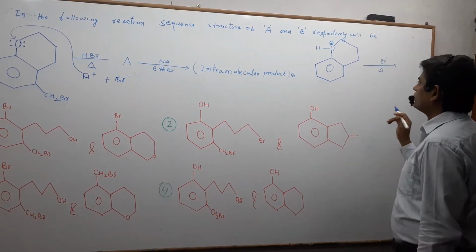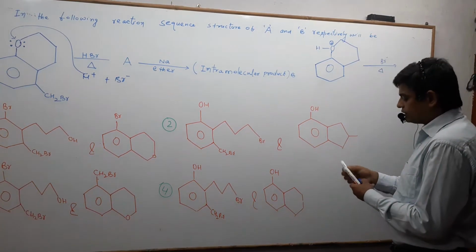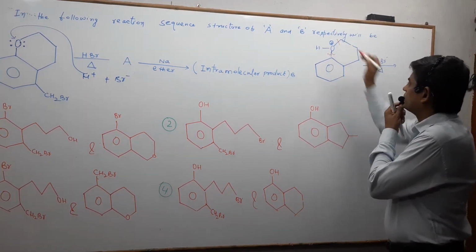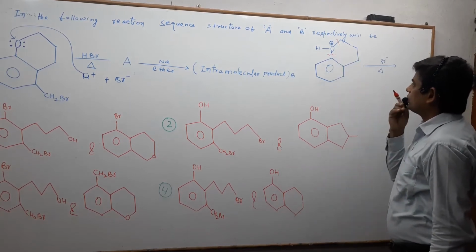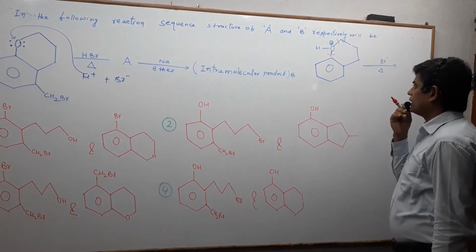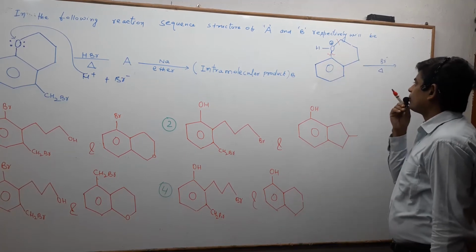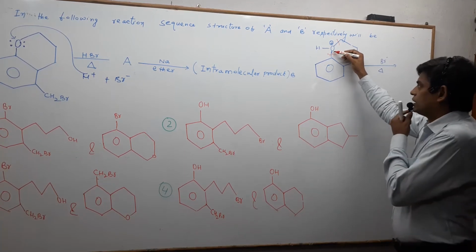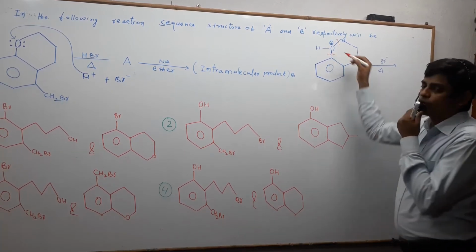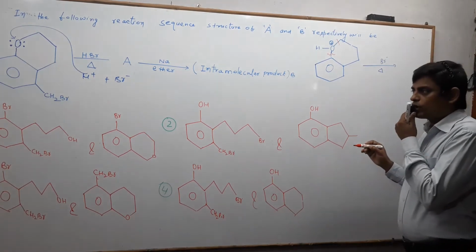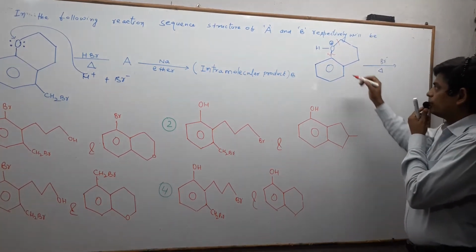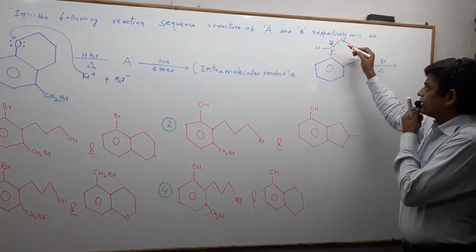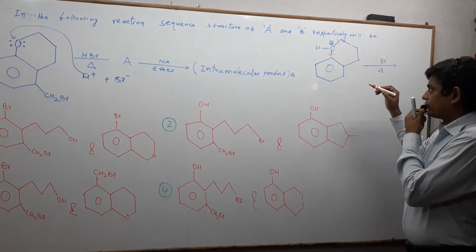So when we heat, bonds will break, either this bond will break or this bond will break. But due to the positive charge, this bond has some partial double bond character. That's why this bond cannot break, also because we do not have much energy to break this bond, right? So only this bond can break.